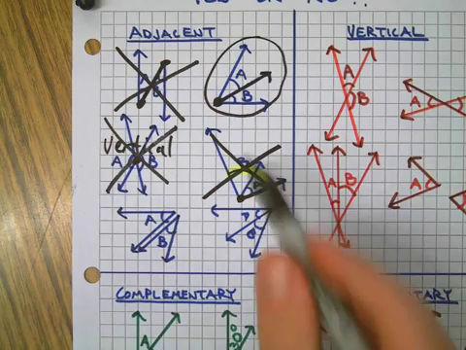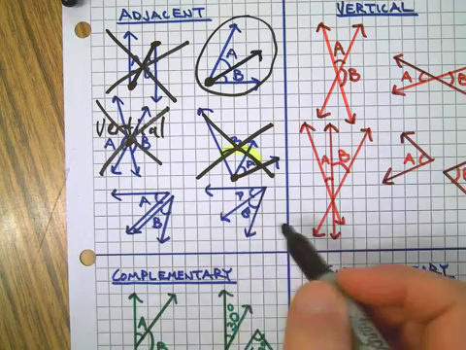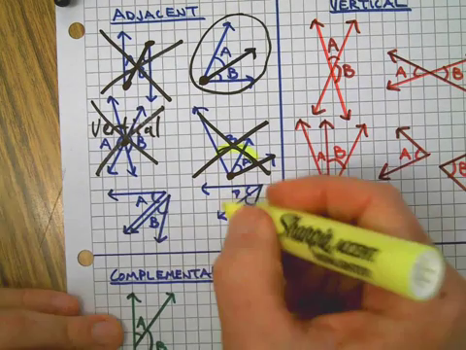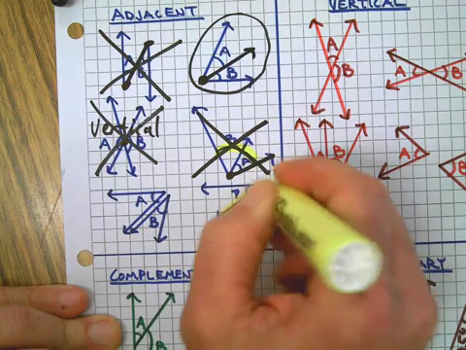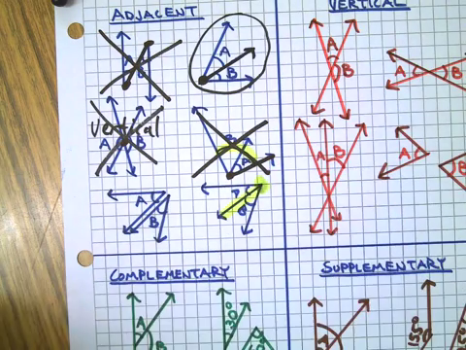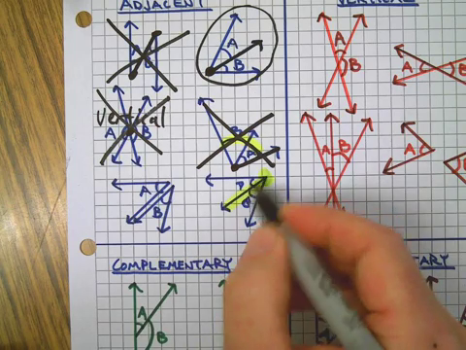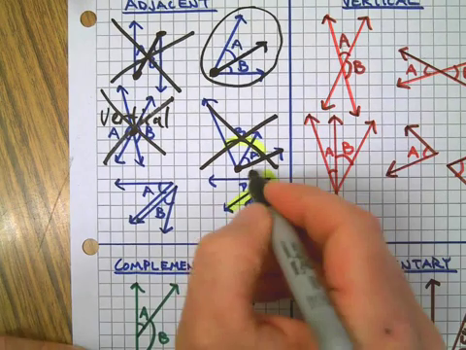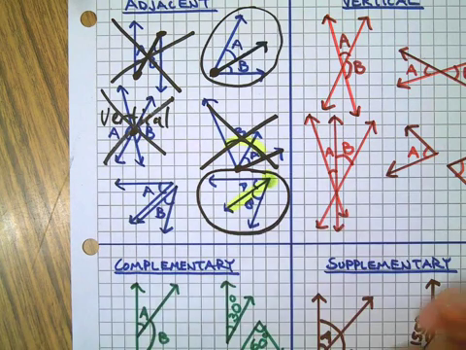So far, we only have one good choice here. Angle A and angle B down here, they have a common side. They share a common vertex, and they do not overlap. See how one stops and then the other one starts? That's a good one. Yes.